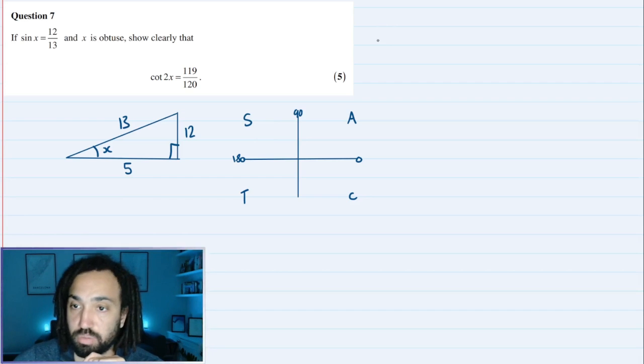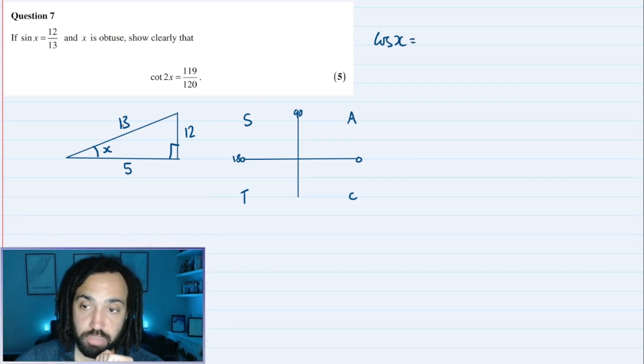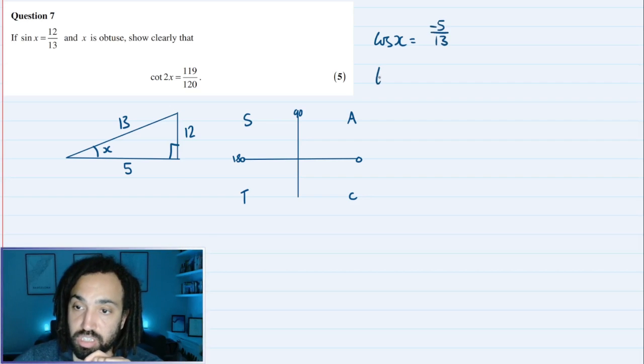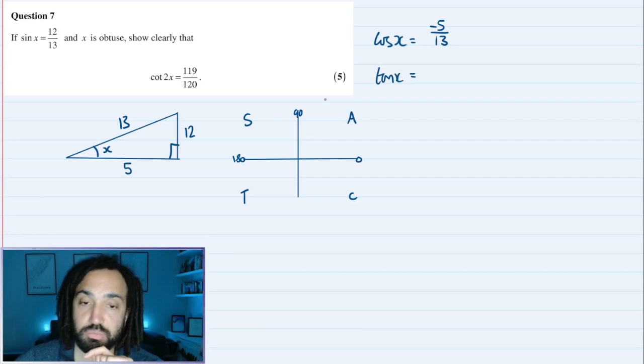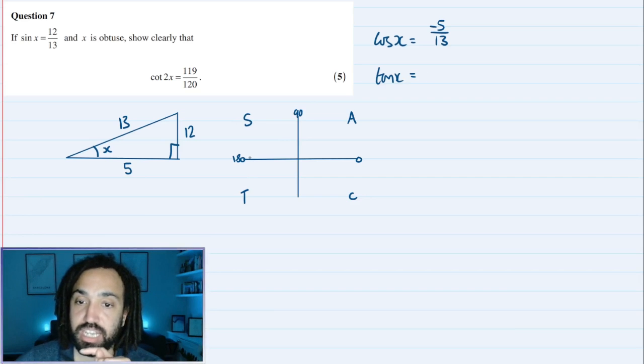Okay, well, let's find the other ones. That could be helpful. Cos of x, well, looking at this triangle, cos is the adjacent over the hypotenuse, and we know that it's negative because it's in the second quadrant. So it's minus 5 over 13. And tan of x, well, that is the opposite over the adjacent. And again, because we're in this quadrant, tan is negative, so it is minus 12 over 5.